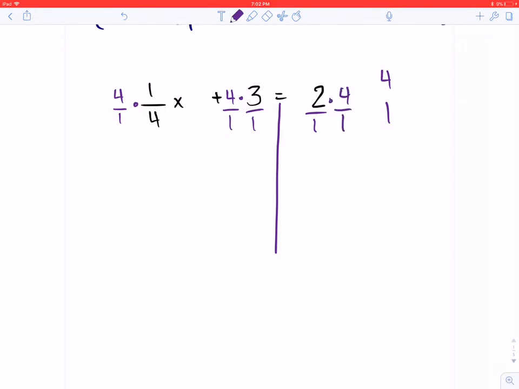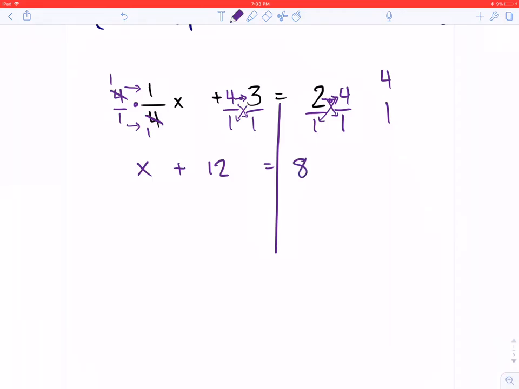And this is why. We can cross reduce. So I can look here and say 1 divided by 1 is 1. 4 divided by 4 is going to leave me with 1. So 1 times 1 is 1. 1 times 1 is 1. But 1 divided by 1 is 1. So we're just left with x. Here I have nothing to cross reduce. 4 divided by 1 doesn't do anything. 3 divided by 1 doesn't do anything. But I can multiply 4 times 3 and I get 12. And then here I can't really cross reduce, but I can multiply straight across, and 2 times 4 is 8.